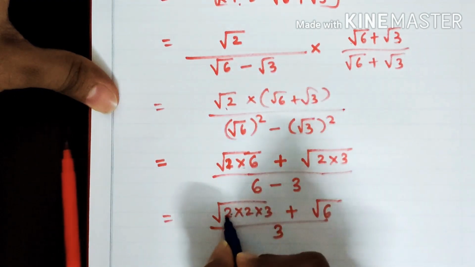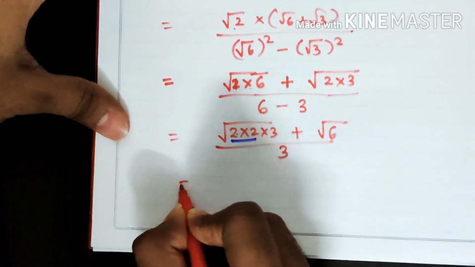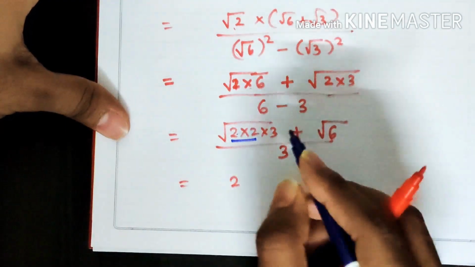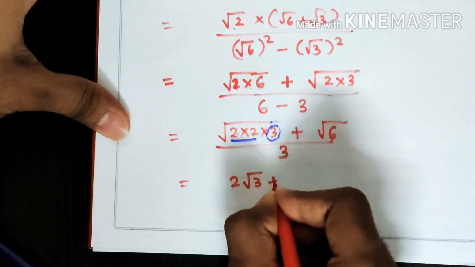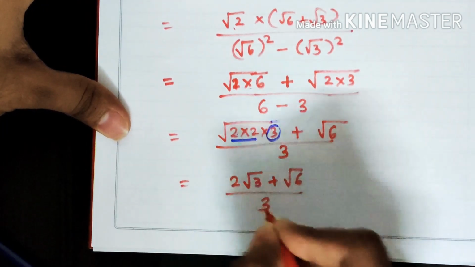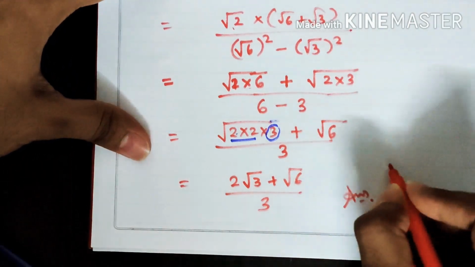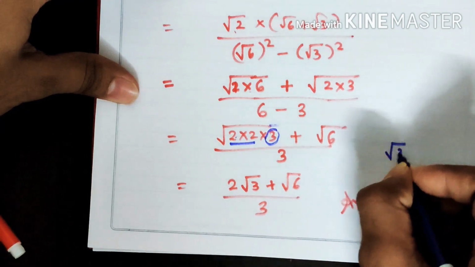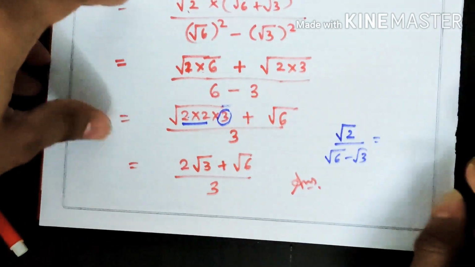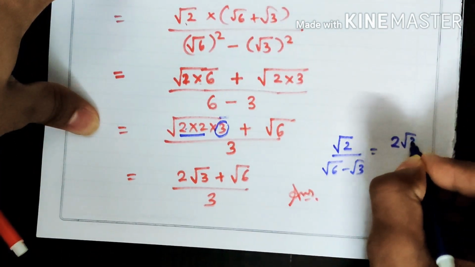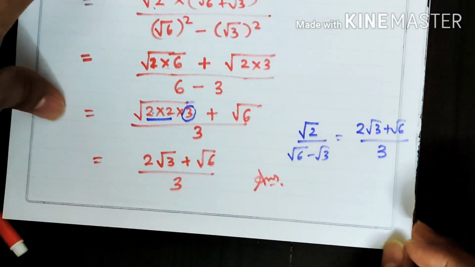Here one pair is formed, so it will come out from the square root. So it will be 2, and what remains inside the square root is 3 only. So 2 root 3 plus root 6 upon 3. This is our final answer. So finally we can say that when we perform rationalization on this question, our answer is 2 root 3 plus root 6 divided by 3. Is it clear, students?